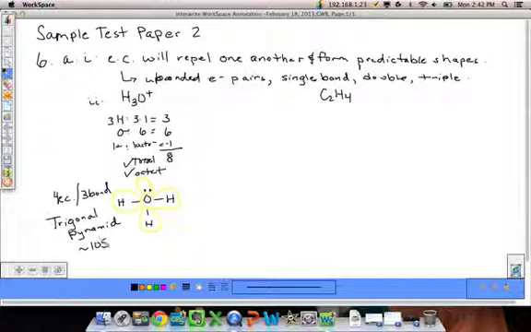Okay, the next one, C2H4. I'll start out with the same thing, do some counting. So I have 2 carbons, and each of those carbons have 4, so I'm going to have 8 electrons there. I have 4 hydrogens, so 4 times 1, there's another 4, so I'm going to have a total of 12. No charges here to worry about.